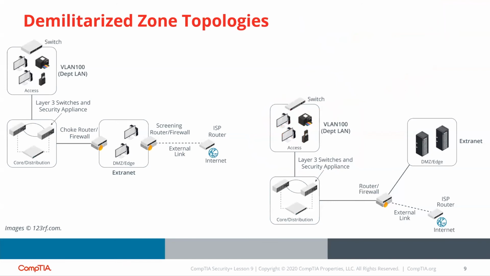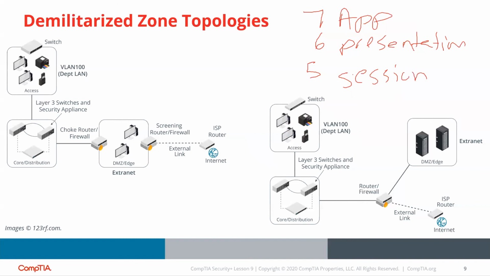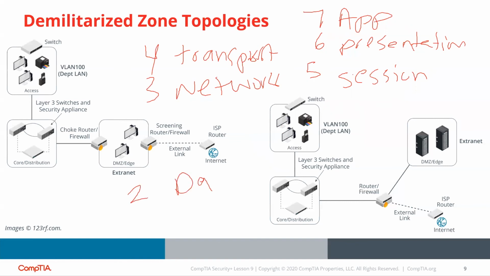And then let's go through the OSI model. What is layer 1? Or let's start from the top. Layer 7. Application. 6. Presentation. 5. Session. 4. Transport. 3. Network. 2. Data link. 1. Physical. Yes, and 4 is transport.